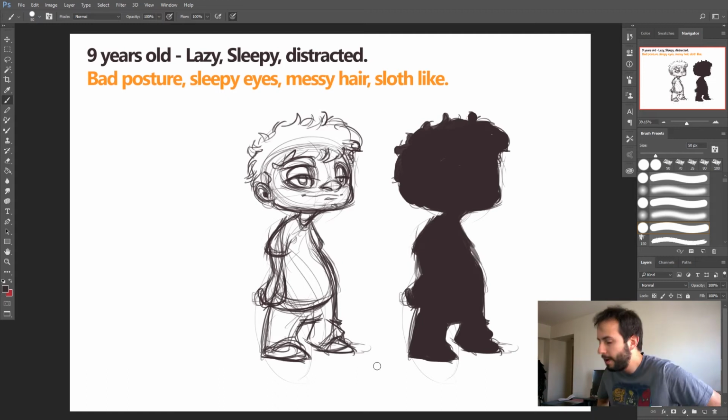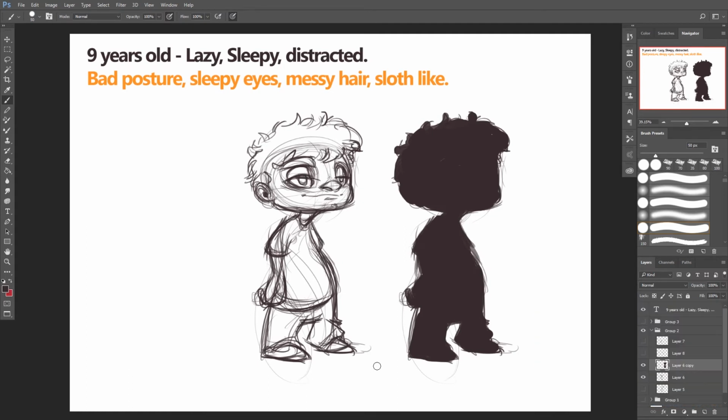But at the same time, now I'm looking at the silhouette and I think that I could go a little bit further into the lazy aspect of the kid. I don't know how that's going to work. I'll come back in a minute. Let's see how that goes.